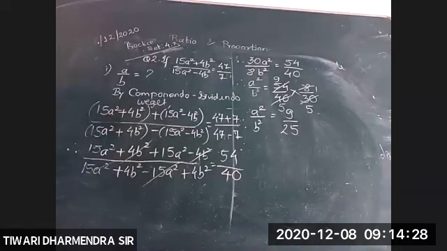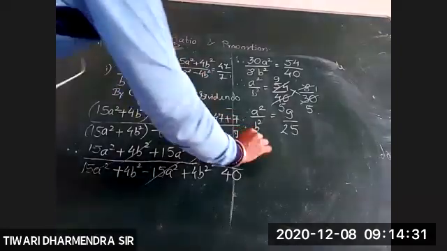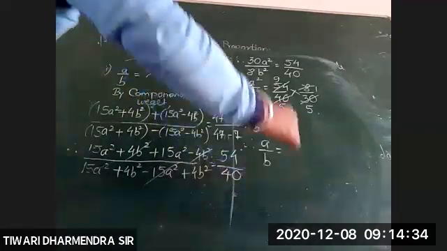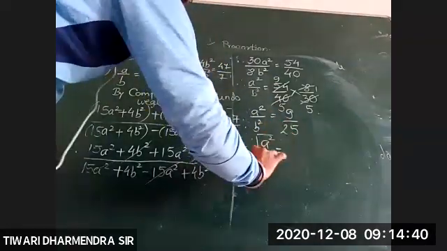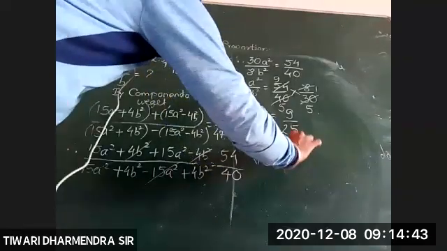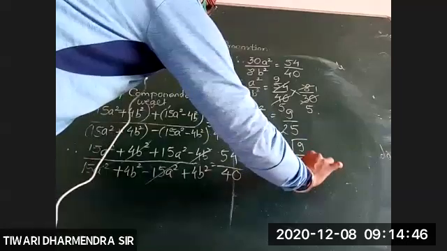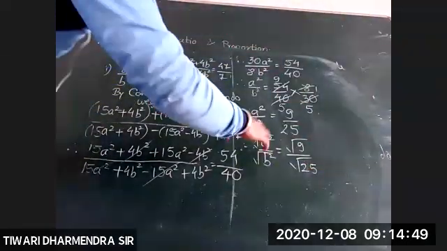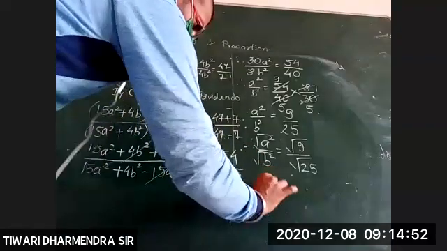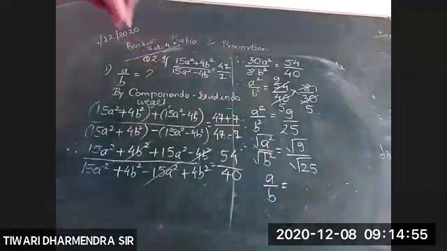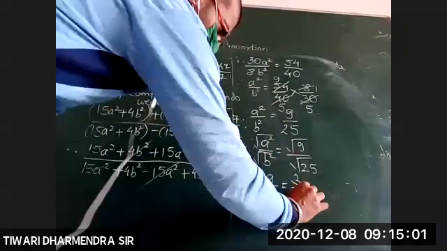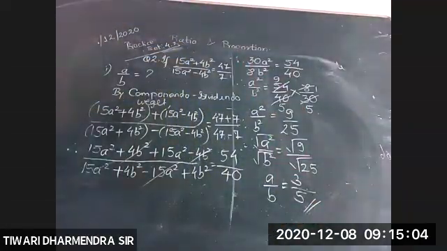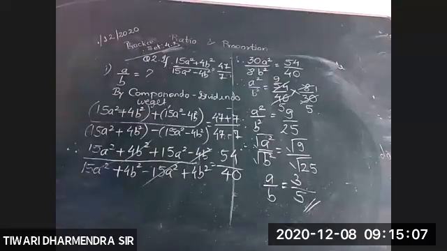Now what to do? Taking square root on both sides, by the law of indices. Square root of a square over square root of b square is a by b, which is equal to square root of 9 is 3 upon square root of 25 is 5. So we got the first part, that is a by b as 3 by 5.